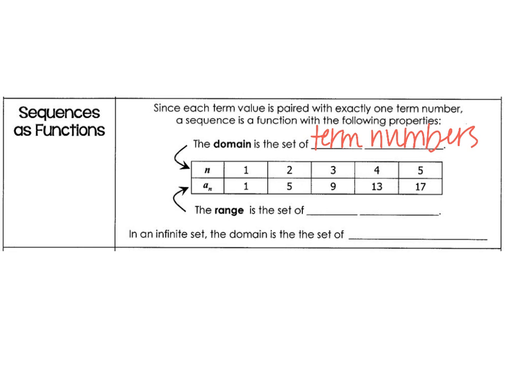So for example, our domain is n. This is the first term, second term, third term, fourth term, fifth term. Those are our term numbers. Now the range is the set of term values.